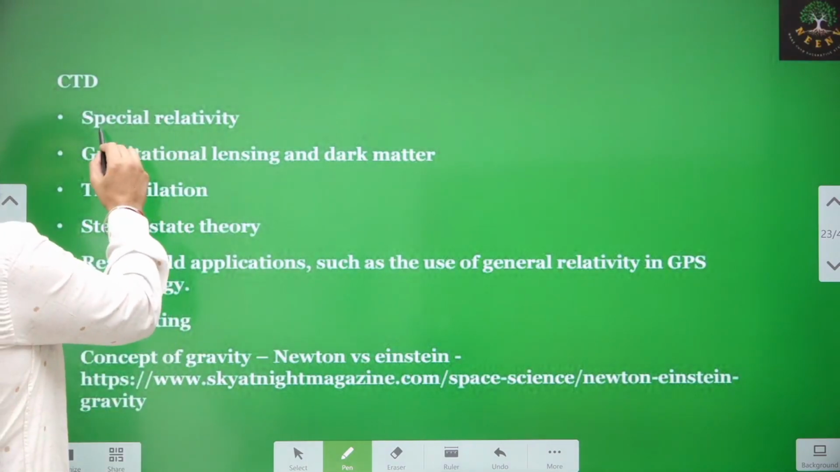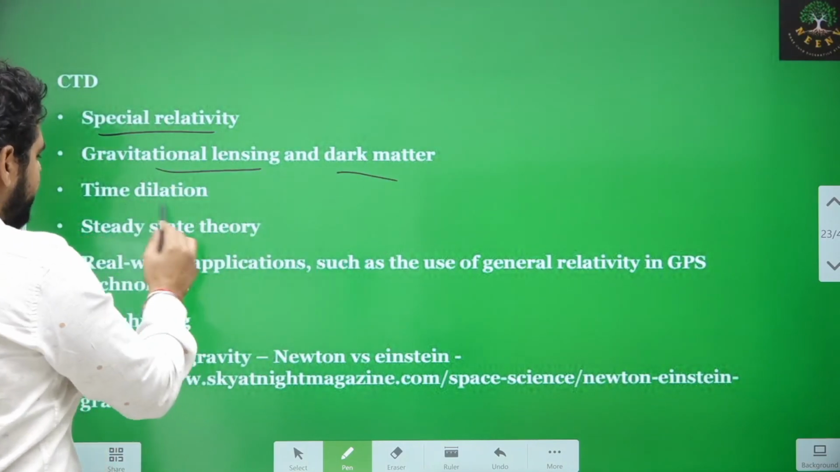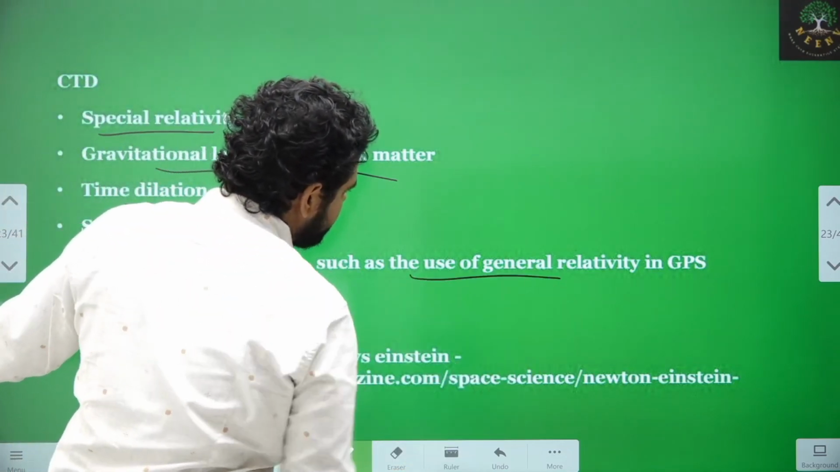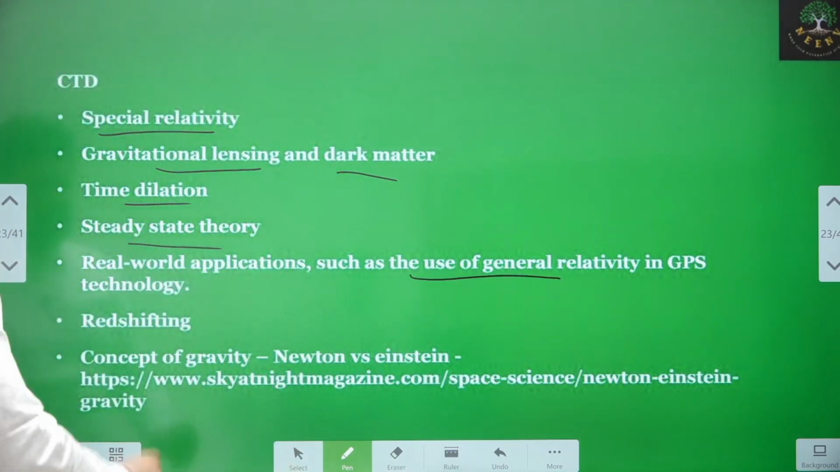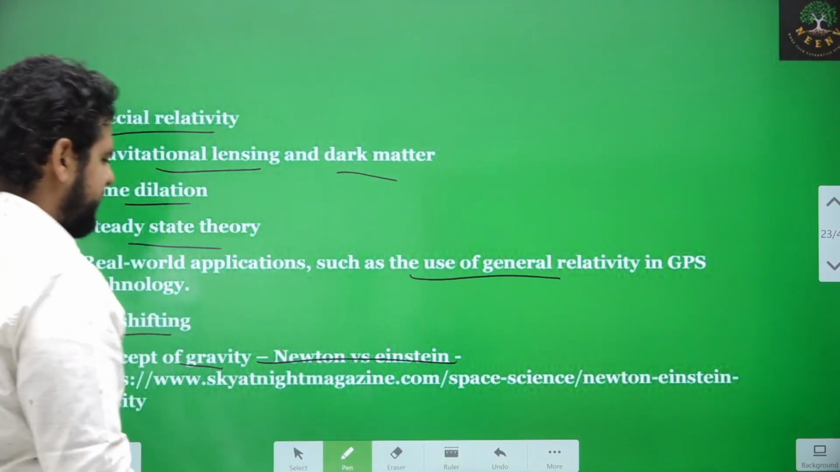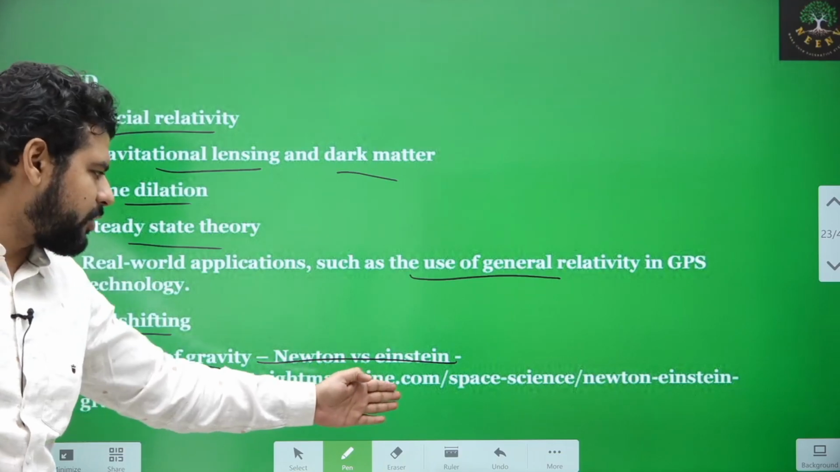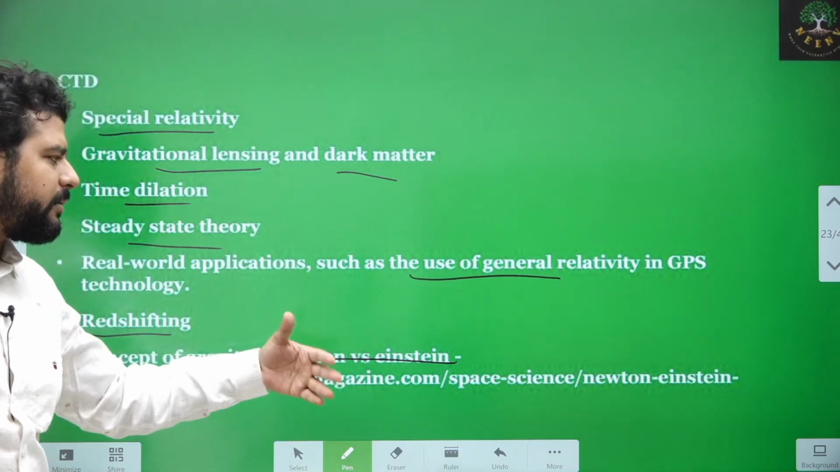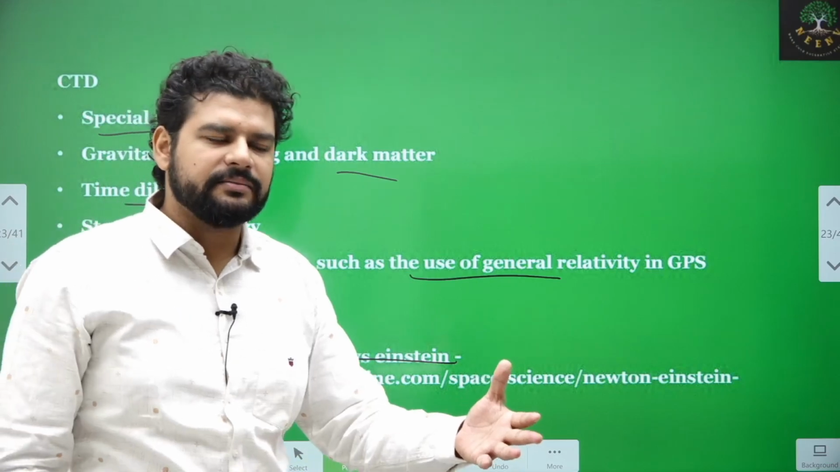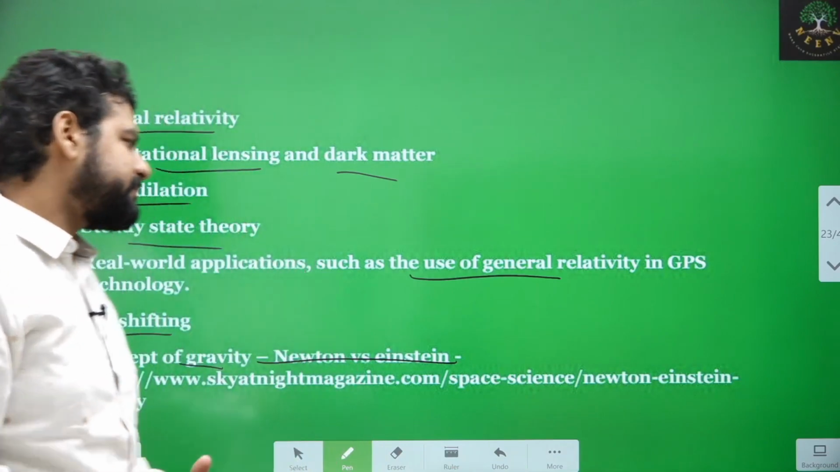So the topics that are related: special relativity, gravitational lensing in dark matter, time dilation, steady state theory, real world applications like the use of general relativity in GPS technology, red shifting, concepts of gravity, Newton versus Einstein. So there is a link which I have provided, www.skyatnightmagazine.com. They have a wonderful explanation of the differences of the concepts given by Mr. Einstein and Newton. So they have given different concepts of gravity, right? Please do read that.